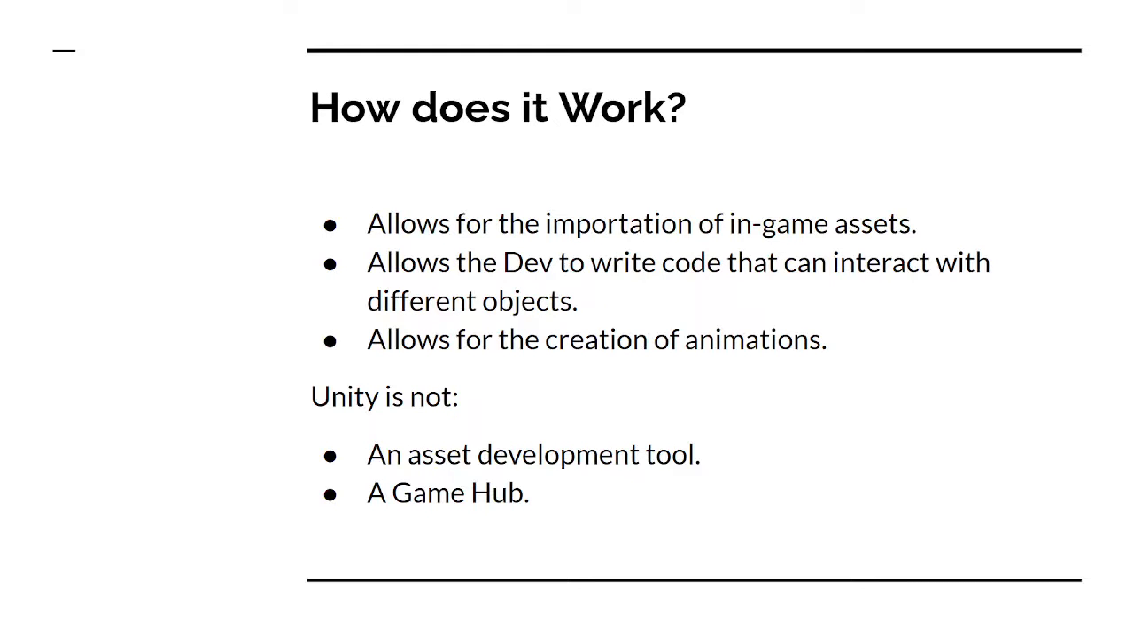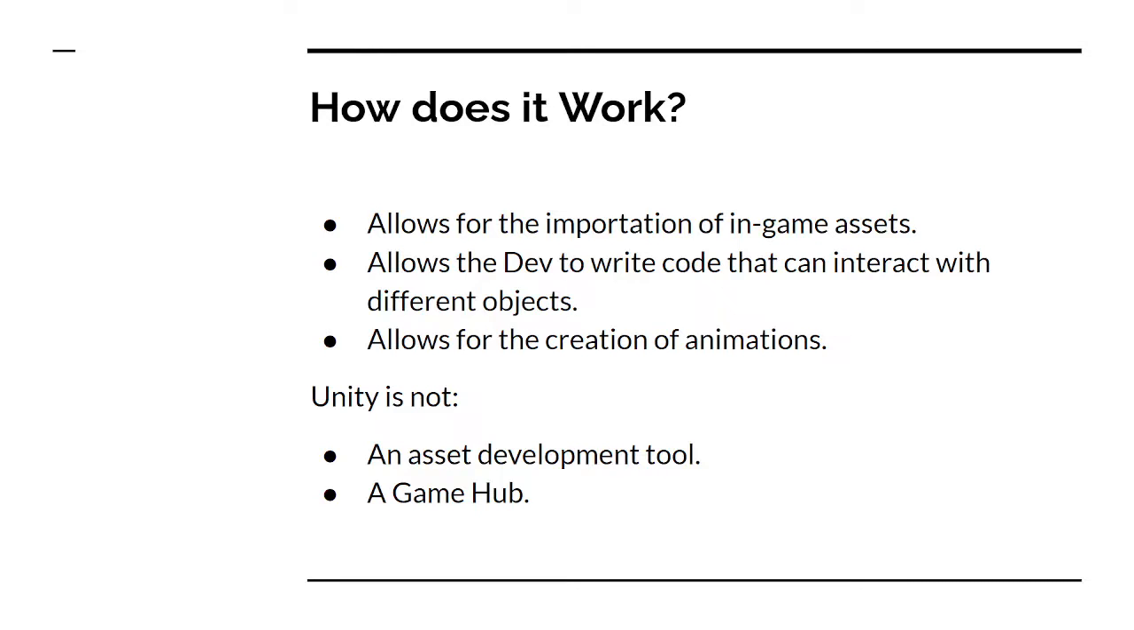How does it work? Unity allows the developer to import created assets to be used inside their game. It also allows the developer to write code to make different objects interact with one another. Unity also contains animation tools that can allow for the creation of animations within Unity itself. This is done with the import of an asset and the usage of the animation tools to make the object move however it is needed.